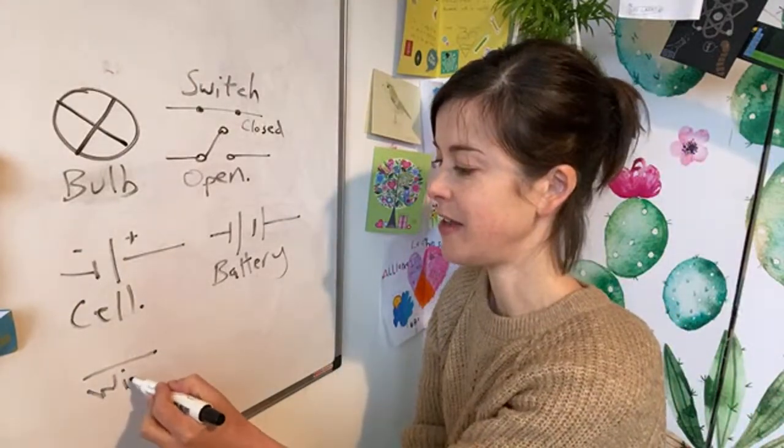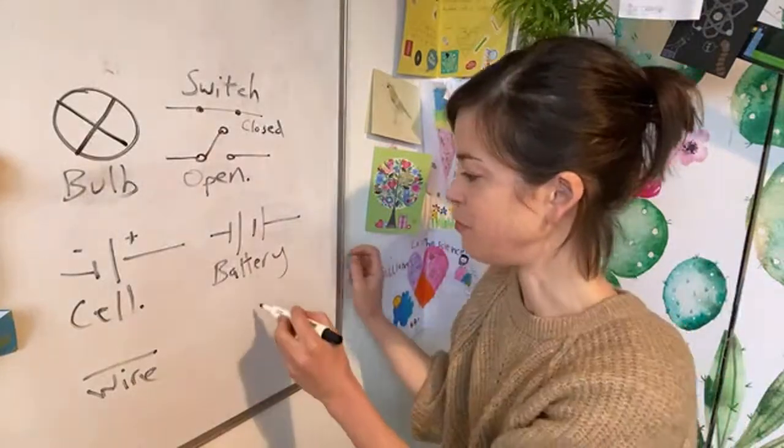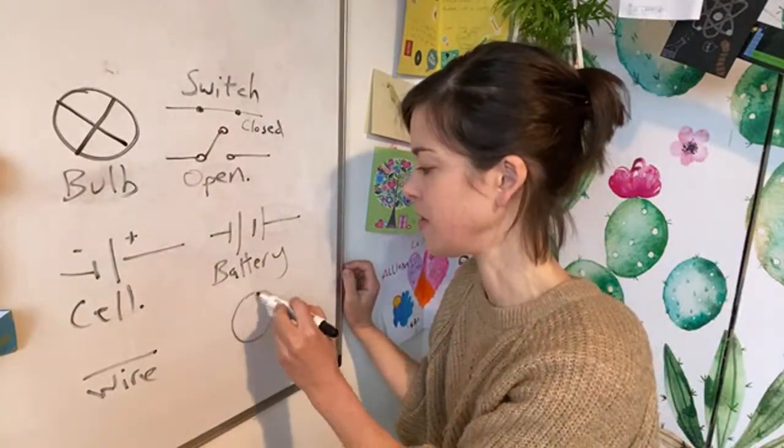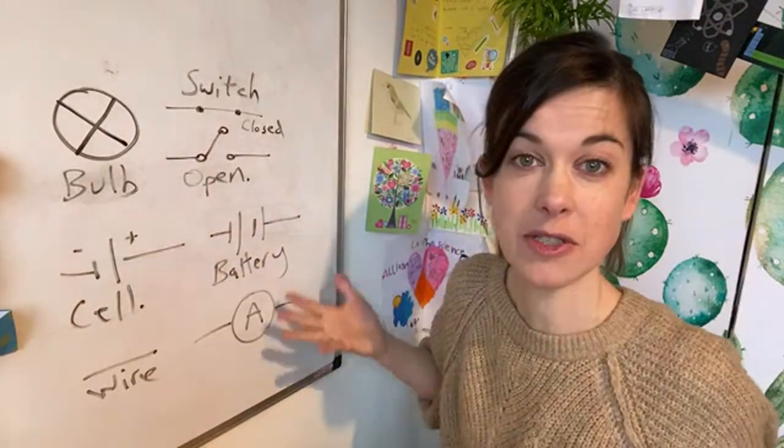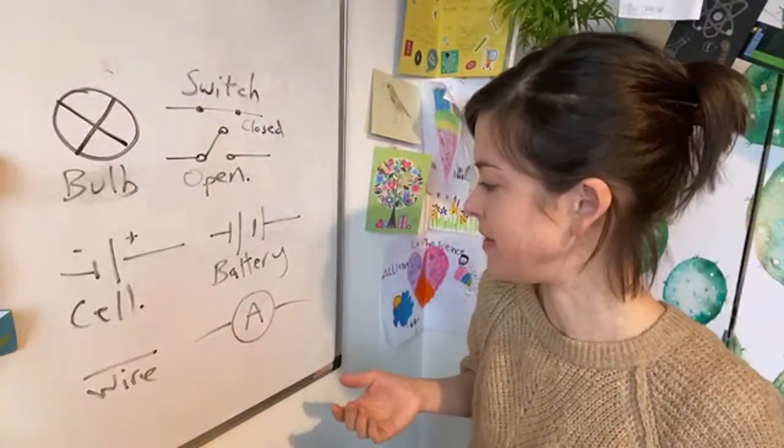And the only other thing that we've looked at so far briefly, or we will look at in this little quiz, is an ammeter. A circle with an A in it. That's something that you use to measure current. We will talk more about that later.